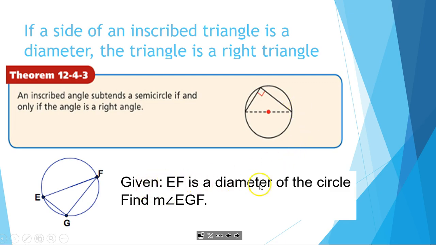This one says, given that EF is the diameter of the circle, find the measure of EGF. So if this is a diameter right here, then that angle right there has to be 90 degrees.